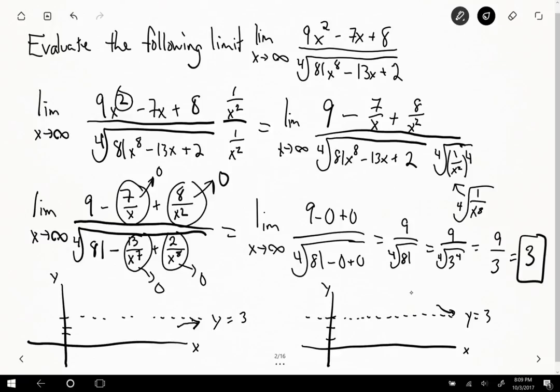So essentially we know that this infinite limit, what is it telling us? It's telling us that we have a horizontal asymptote at y equals 3. So you have a horizontal asymptote at y equals 3 since we calculated that infinite limit.